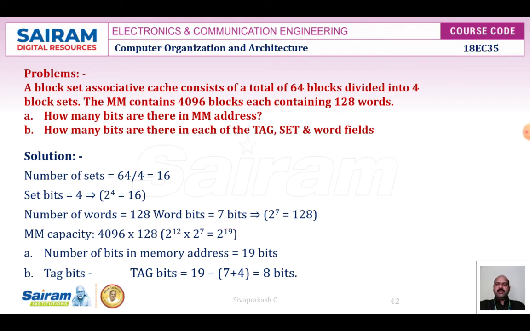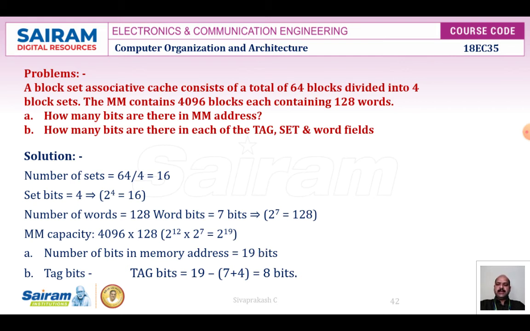The question which has been asked is, how many bits are there in the main memory address? To calculate the memory address, we can take 2 to the power of 19. That's nothing but 19 bits. The main memory address is nothing but 19 bits.